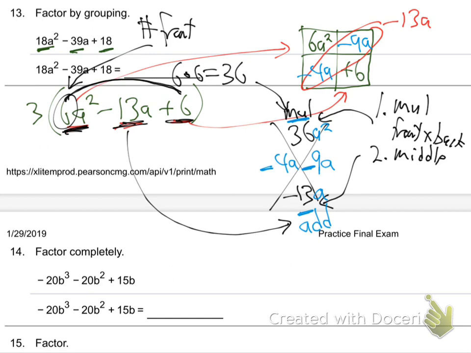I know there's a lot to this, isn't there? This isn't easy. So we do all that, and then we do GCF. We find what's in common.